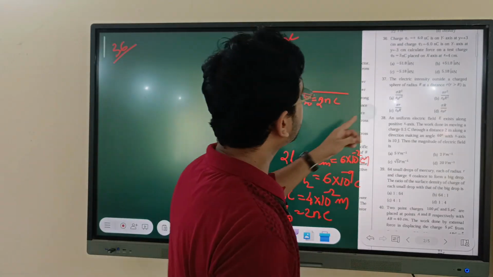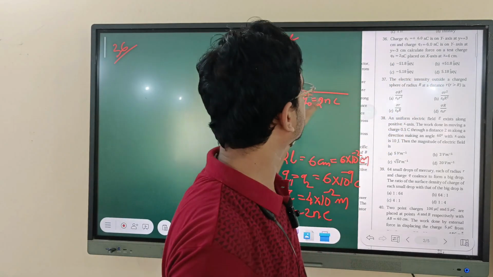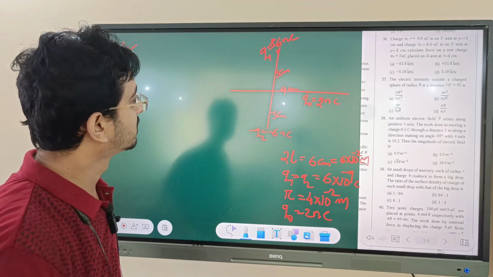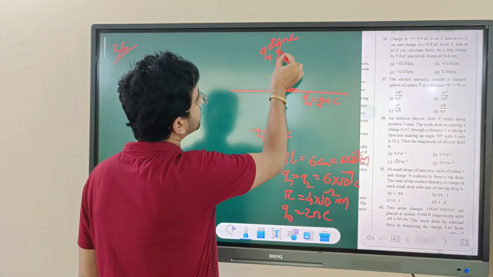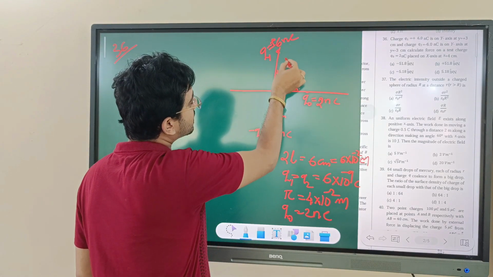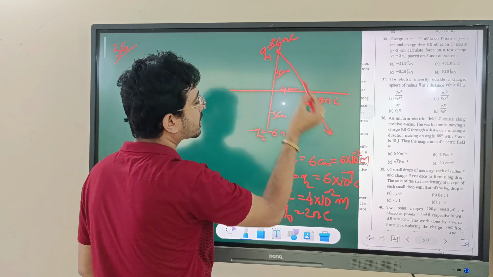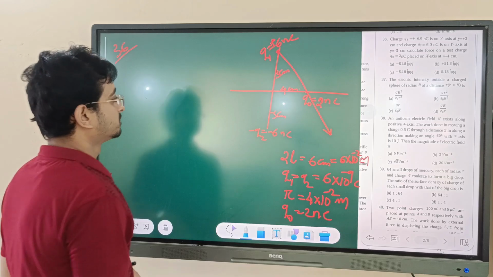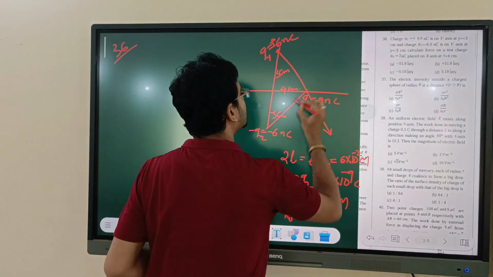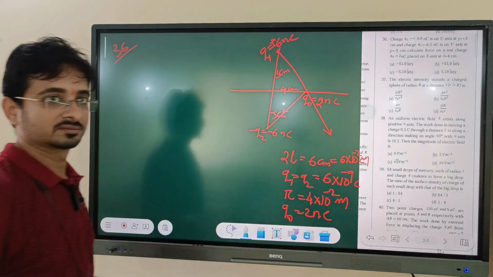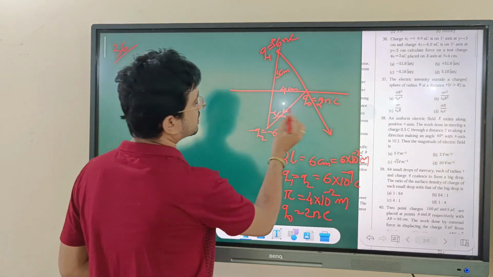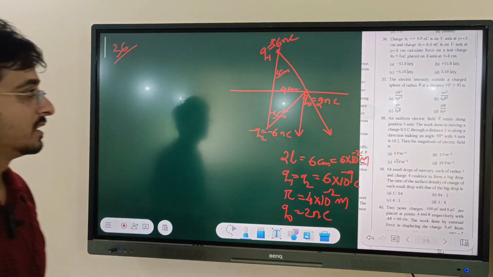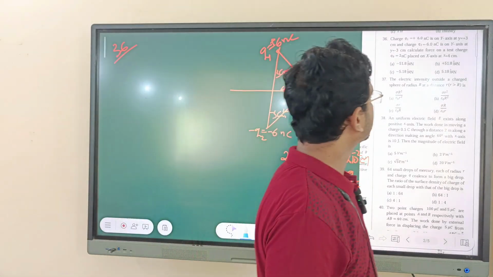And then I have to find out what will be the force on Q0. As this is a dipole, this force will ultimately repel because they both have the same nature of charge, and this will attract this charge. Then the resultant of these two forces will move in this direction, meaning the negative y-axis. So I have to find the option which is along the negative y-axis.